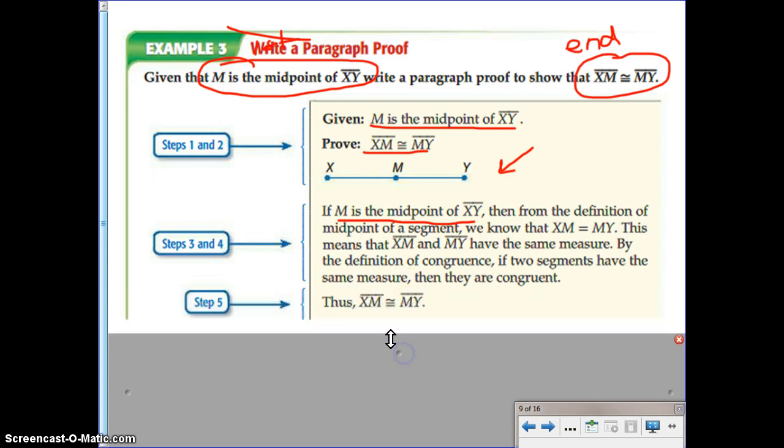Therefore, and our final statement is to write down what we're trying to prove. Our end, XM is congruent to MY. So this may seem kind of like, ooh, I totally knew what that was. But this is really what a proof is. Not too difficult, right?